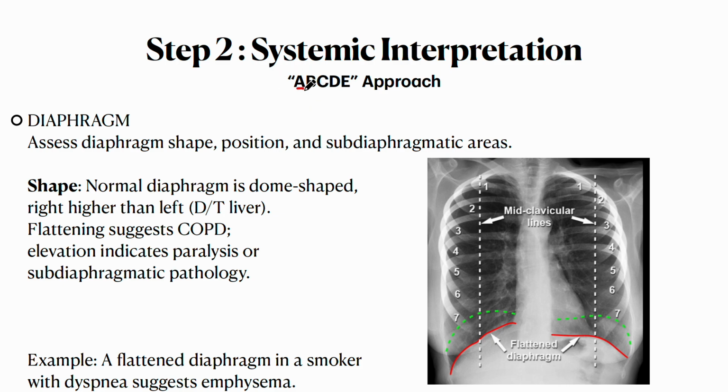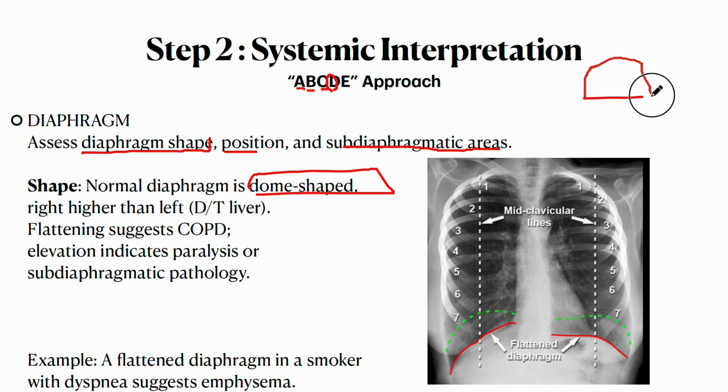We have completed our airway, breathing, circulation. Now it's the turn for diaphragm. So we have to assess the diaphragm shape first, and then position, and then subdiaphragmatic areas. So let's talk about shape. Normal diaphragm is dome shaped, right? Dome shaped is like this. Normal diaphragm is dome shaped, and also right is higher than left because of liver. The liver is present on the right side of the body, and that pushes the diaphragm a little bit upwards, right? That is why the right diaphragm is a little higher than the left diaphragm.